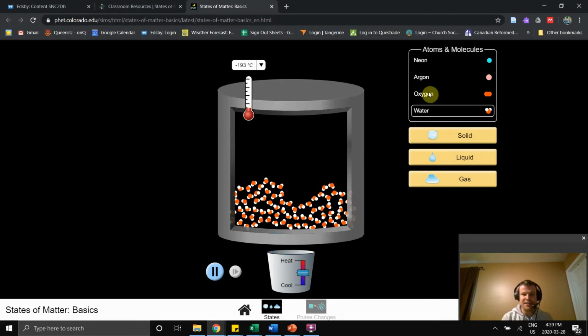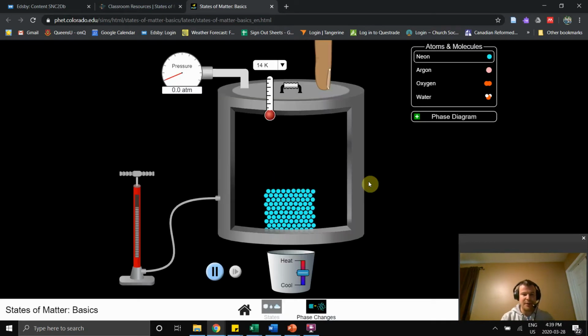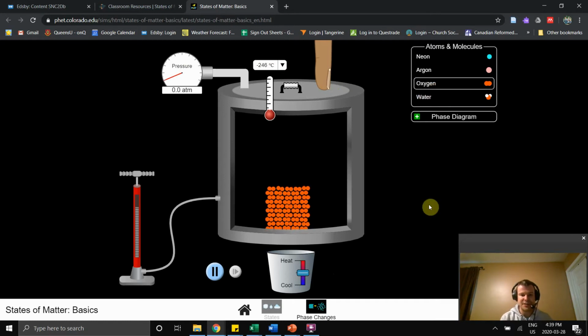So you can try that with different substances, different states. Now go over to the phase change. You can go home and click it, or you can go at the bottom there as well. This is a really cool simulation too. It shows the relationship between temperature and pressure and a substance's phase change. Again, I'm going to change this to degrees Celsius. So again, let's do water. Let's try oxygen for something different here.